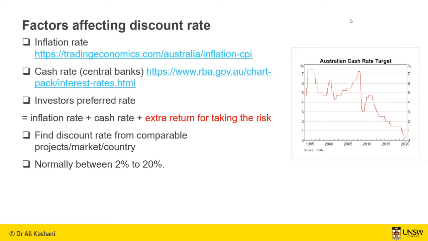As I mentioned, there are many things that can affect the discount rate. So there is a bigger spread in terms of the discount rate that you can choose, but it's normally between 2% to 20%, which you can use based on the different types of projects that you have.